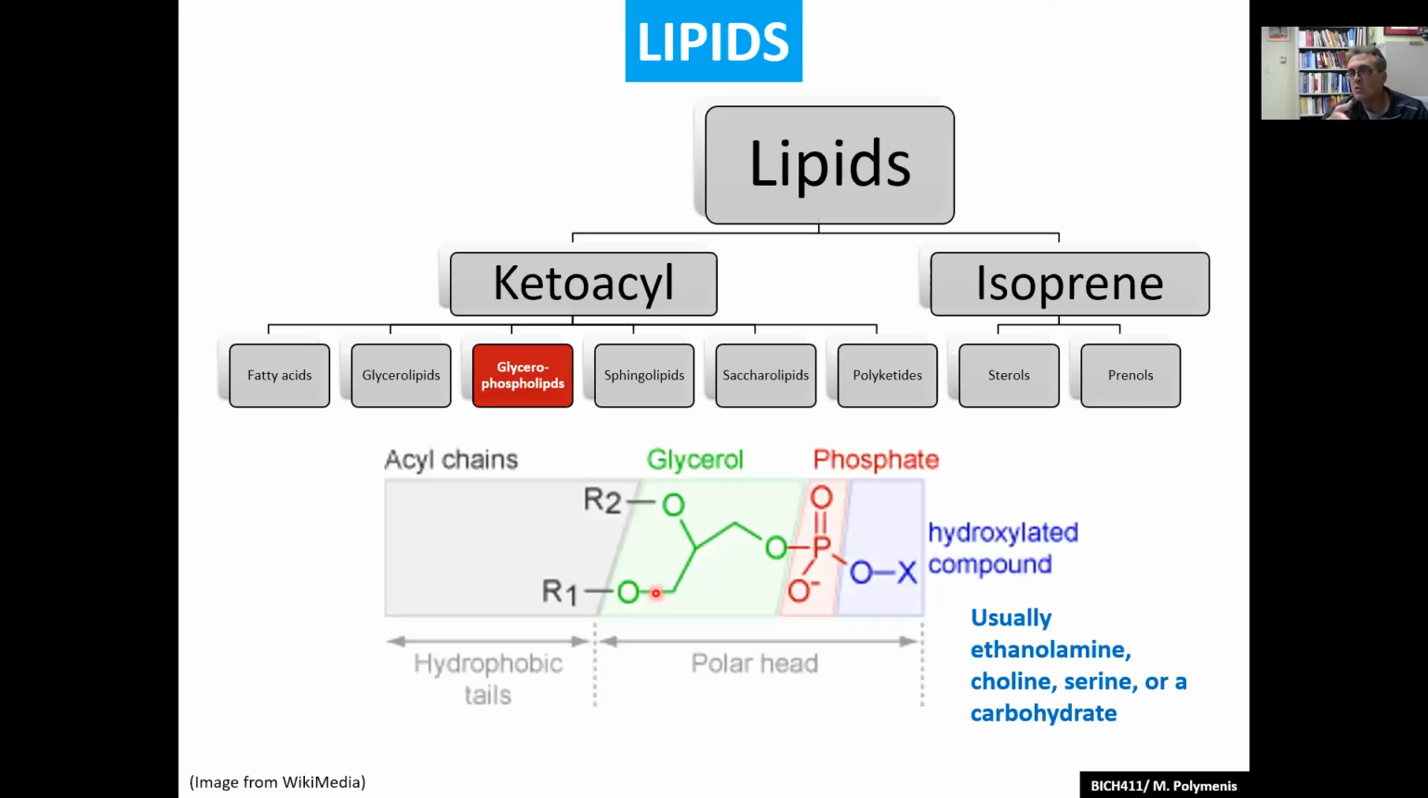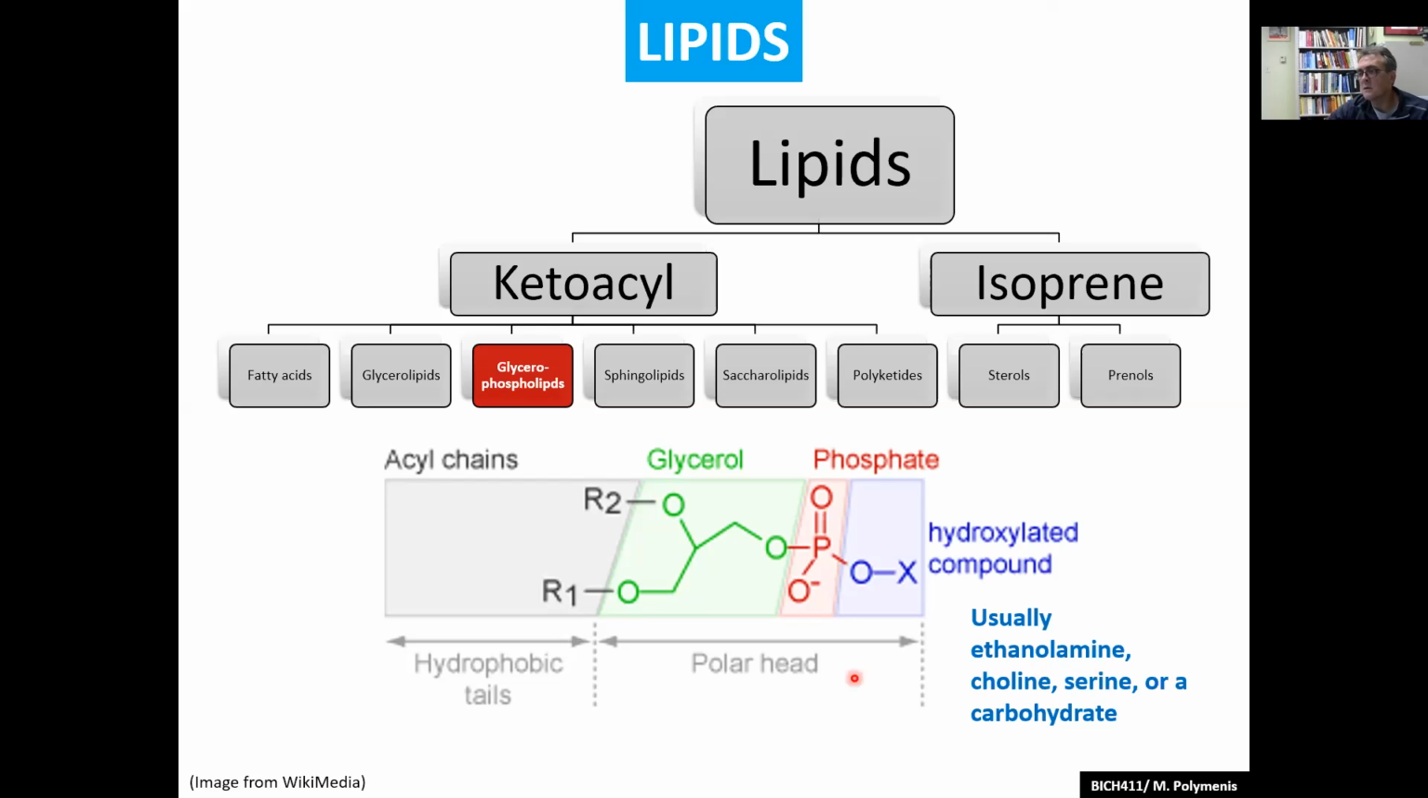Now we start seeing new things that we have not seen before. We have glycerol phospholipids, or more generally phospholipids. Very important, these are the building blocks of biological membranes. You have the same glycerol backbone, with two fatty acids esterified as before in typical triglycerides and glycerol lipids. But the third position has a phosphate, and then some hydroxylated compound. It could be ethanolamine, choline, serine, or even a carbohydrate.